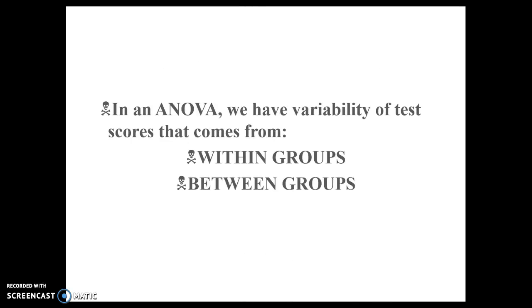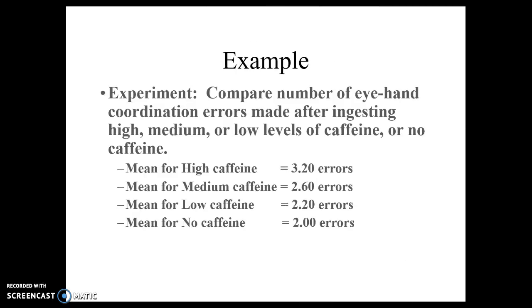So we will have two variances, between and within. For example, if I'm looking at hand-eye coordination after ingesting certain levels of caffeine, so high, medium, low, and no, I have four groups, and I'm measuring how many errors they make by group. So these four numbers are different. We can all agree on that, but we are seeing, are they significantly different groups? Is there an effect of how much caffeine you drink on your hand-eye coordination?